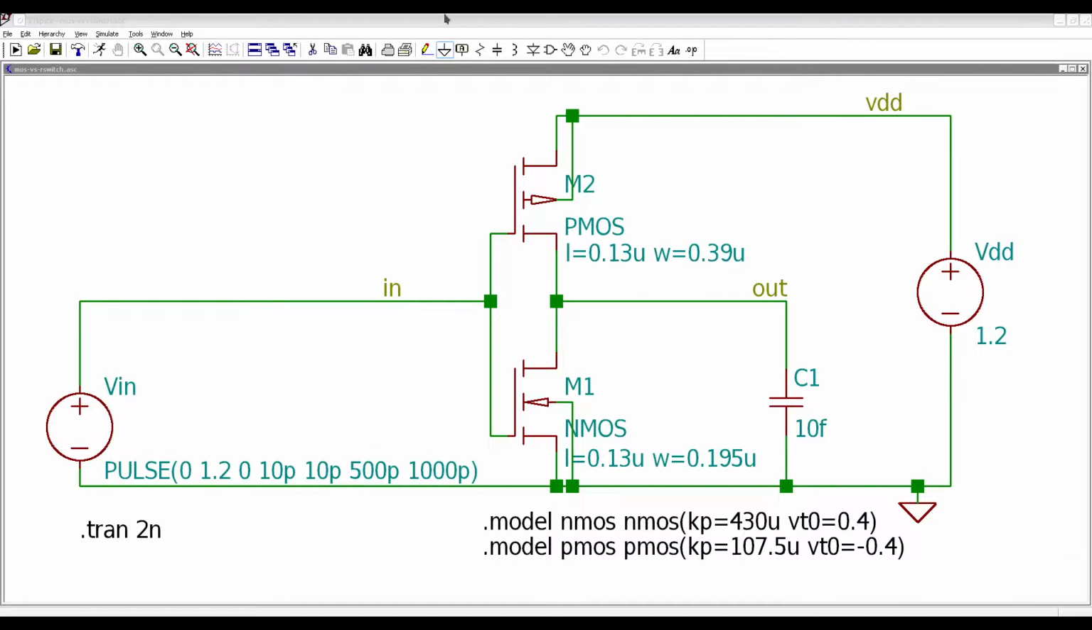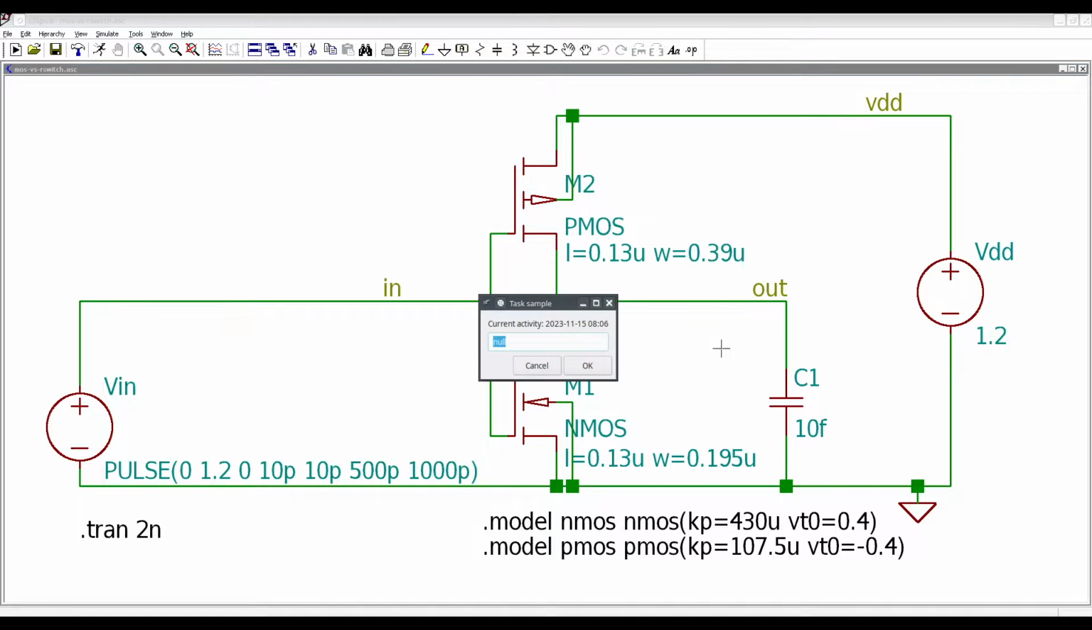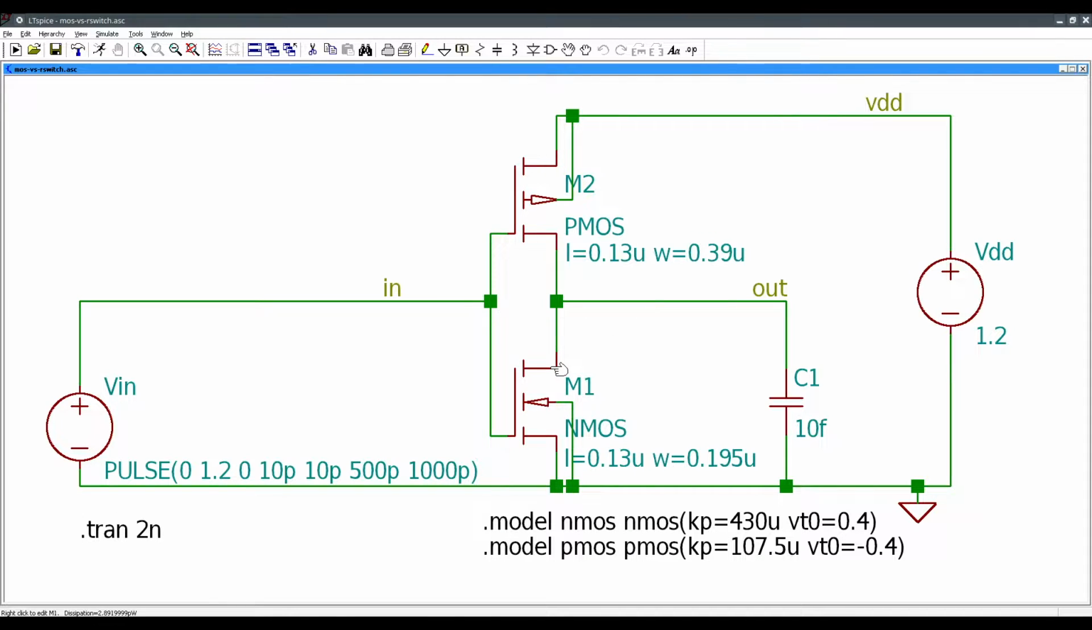Okay, let's take a quick look at simulating an inverter. We'll do this in LT-Spice, using the file MOS versus rswitch.asc that's available to you in the course documents. And then we'll do this also in CircuitLab.